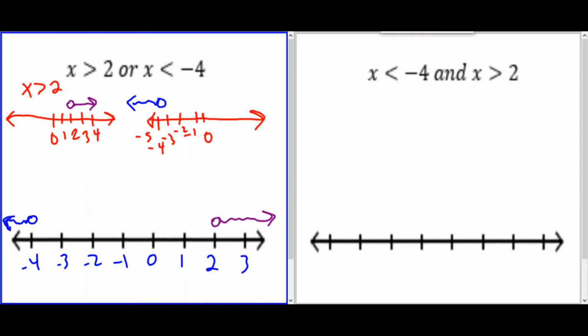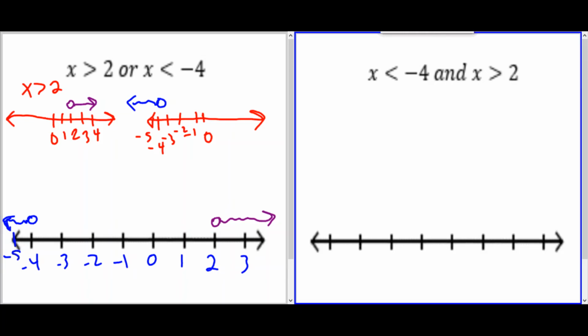But if I were to plug in, let's say 3, well, 3 is bigger than 2, so that works. So since that's true, that's a solution. And I could also put in negative 5, which would be over here. Negative 5 is not bigger than 2, but it's less than negative 4, so that would also be a solution. So there's infinite solutions to the left of negative 4, not including negative 4, and infinite solutions to the right of 2, not including 2.